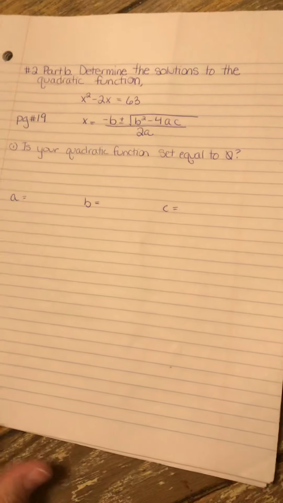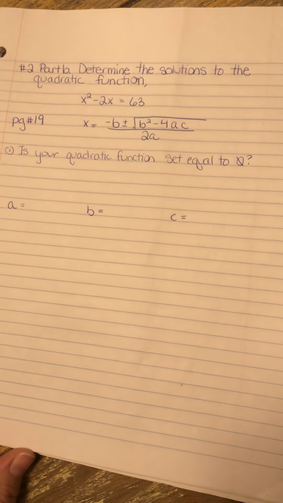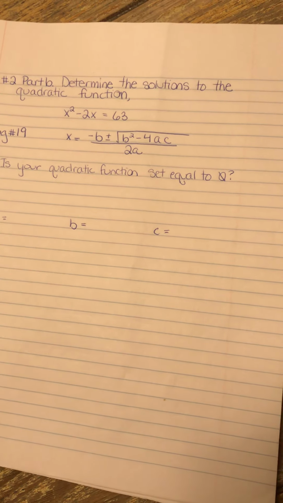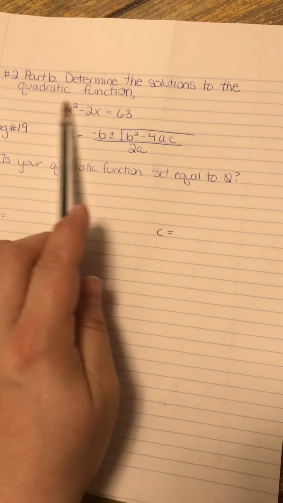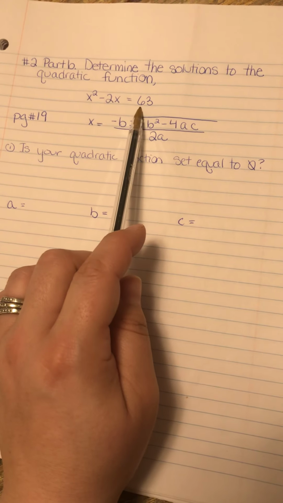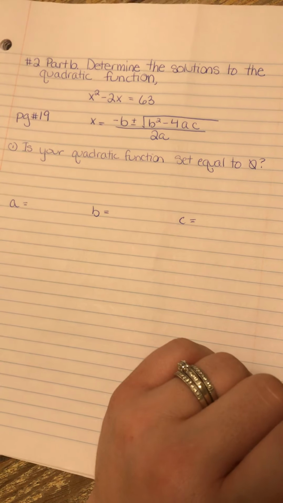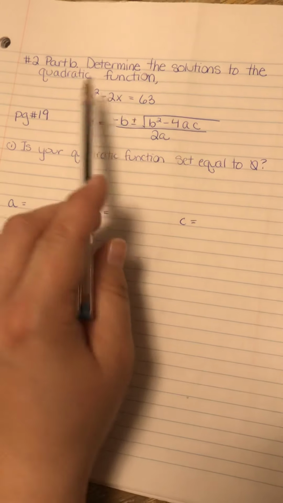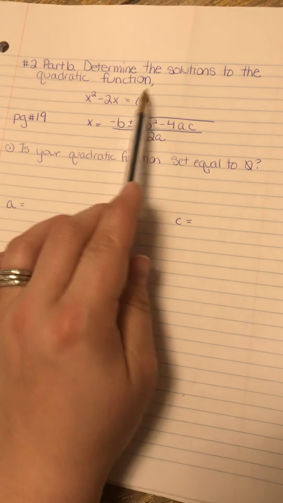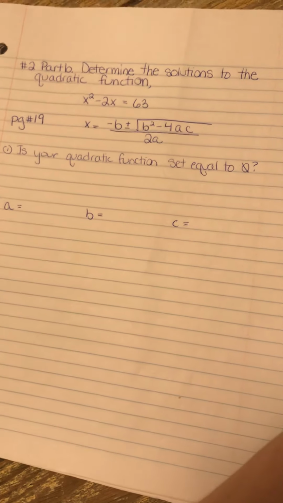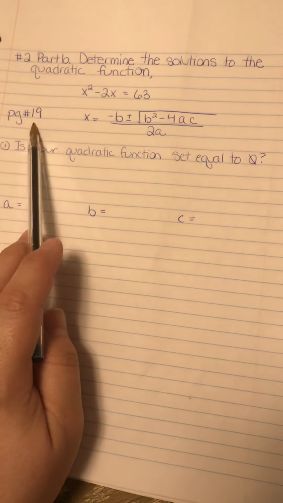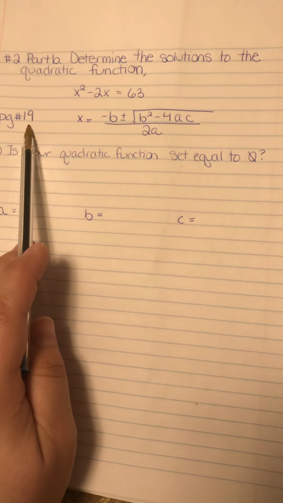Okay, so in this video, I'm going to show you how to complete number 2, part B. The question reads, determine the solutions to the quadratic function x squared minus 2x equals 63. Just like in my first video, as a reminder, whenever you see determine the solutions to the quadratic function, you should be thinking that one way you can find the solutions is using the quadratic formula, and that's on page 19 in your Unit 4 packet.